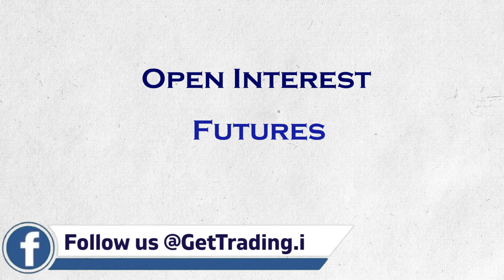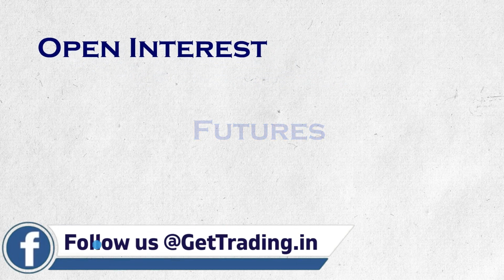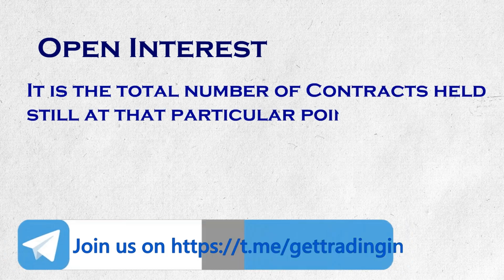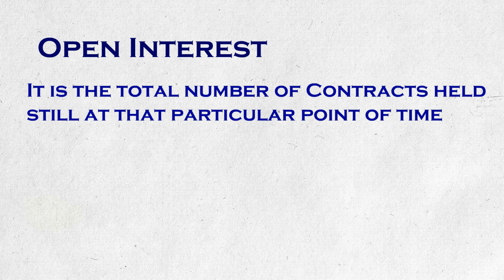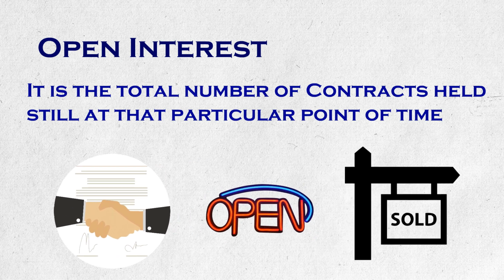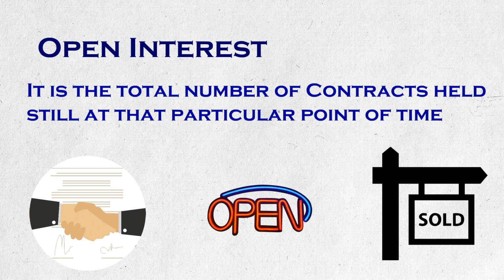Let's start. First, what is open interest? Well, open interest is the number of contracts still held at that particular point of time. In derivative markets, you can either close your positions for profit booking or loss cutting, right? Now, the tool which shows all the contracts which are not yet closed, that is, the tool showing whichever contracts are open, is called open interest. The interest open in the market.